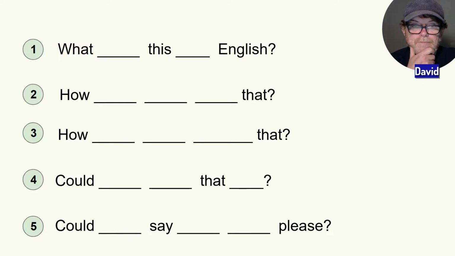Okay, let's remember. Number 1, what's this in English? Number 2, how do you pronounce that? Oh, sorry, no. Number 2, how do you spell that? Number 3, how do you pronounce that? Number 4, could you repeat that, please? Number 5, could you say that slower, please?